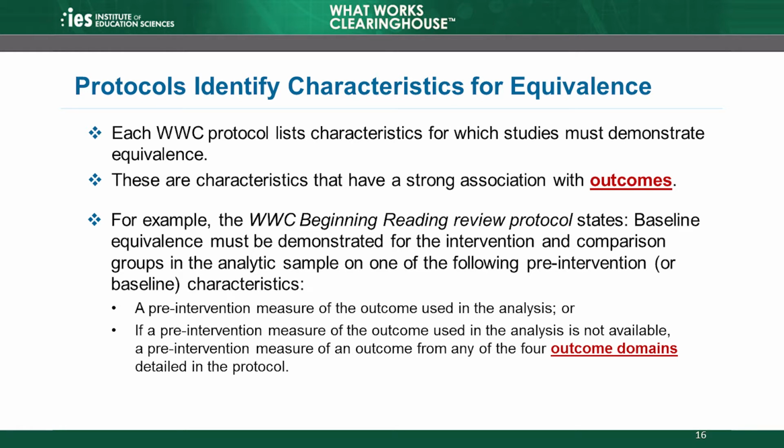For example, the beginning reading review protocol says studies must demonstrate baseline equivalence for the intervention and comparison groups in the analytic sample on one of the following pre-intervention characteristics: the same measure used as the outcome in the analysis tested at baseline. If a pre-intervention measure of the same outcome is not available, it may be acceptable to use a baseline measure of an outcome from any of the 4 outcome domains detailed in the eligible outcomes section of the protocol. For example, a study can use a pretest from an alphabetics domain to establish baseline equivalence for the reading fluency measure if a reading fluency pretest is unavailable.